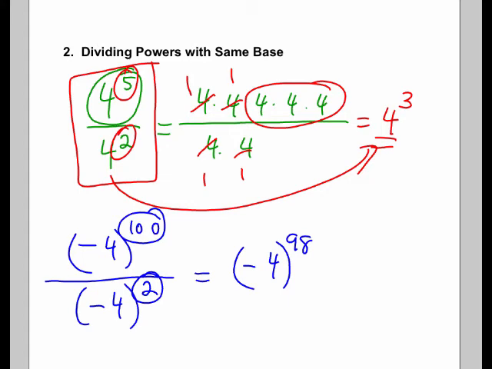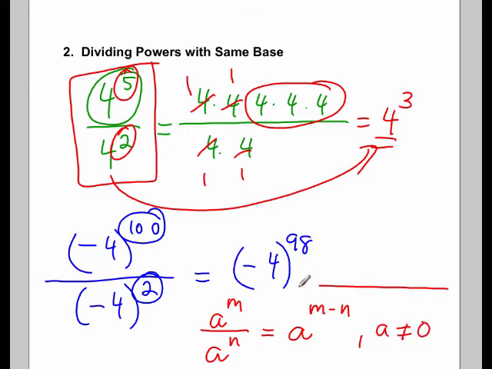So my rule here, my generalization, is that a base of a to the exponent m divided by a base of a to the exponent n is equal to a base of a, and to get the exponent I subtract the exponents. This is true as long as the base isn't 0.